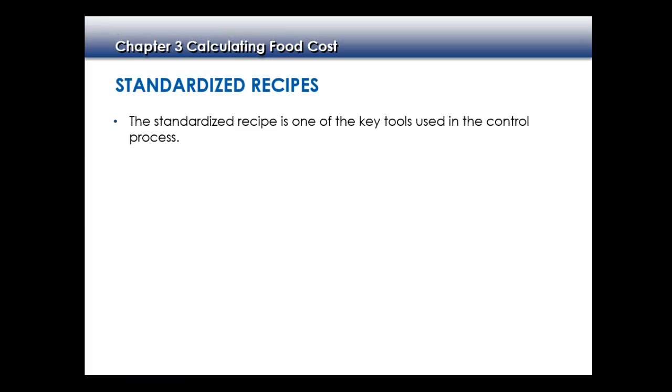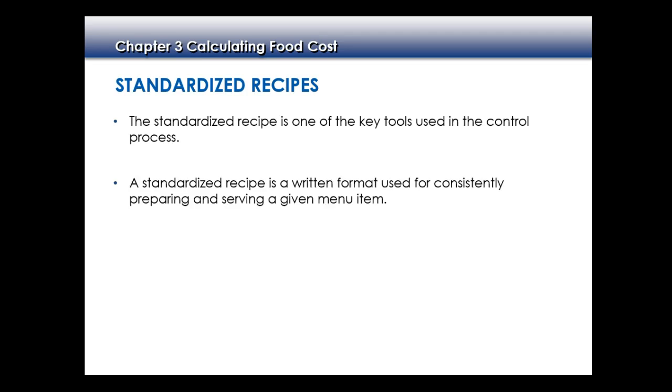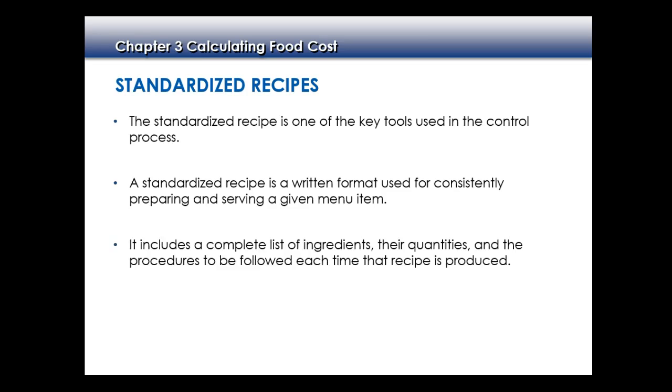So first, standardized recipes. It is one of the biggest tools that we have in order to keep our cost under control. A standardized recipe is a written format used to consistently prepare and serve any given menu item. It includes a complete list of ingredients, their quantities, and the procedures to be followed each time the recipe is produced.